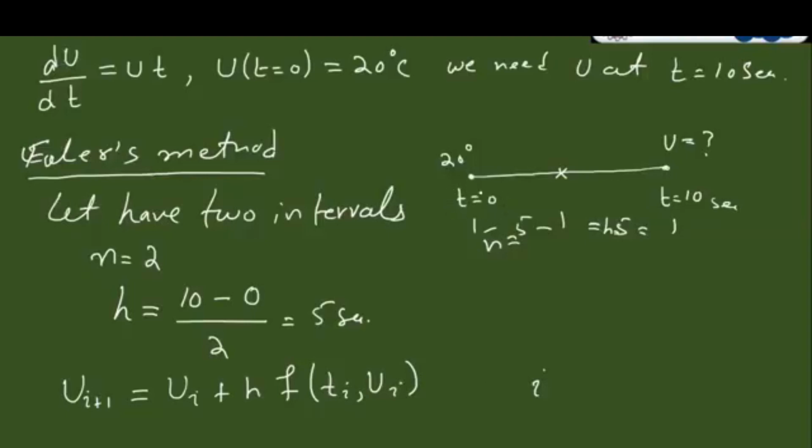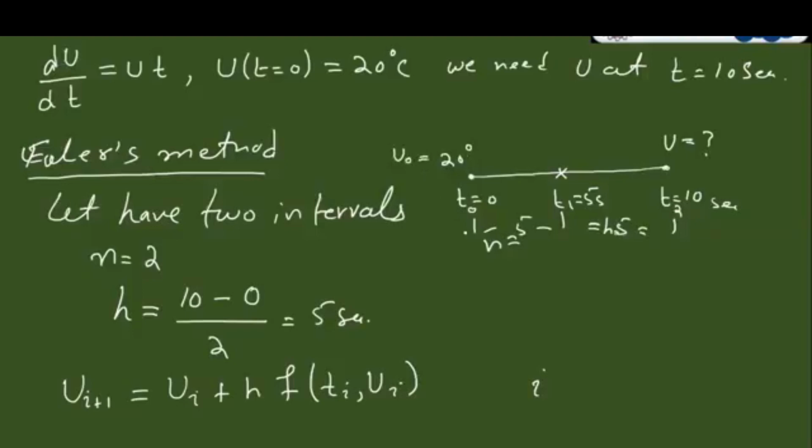So we call this value t naught as well, and this value is called t1, whose coordinate is 5 seconds, and this value is t2 if we label them. So t naught is the first value, t1 is the intermediate value because we decided to have two intervals, so there must be one point inside, and then t2 equals 10 seconds, which is the ending time at which we need a temperature. So let's say t naught is 0 seconds, and the temperature we have already been given is 20 degrees, so let's call it u naught.